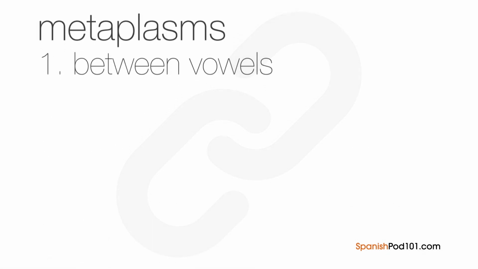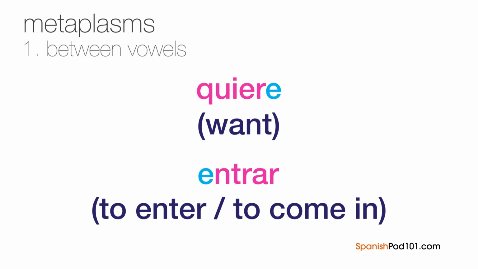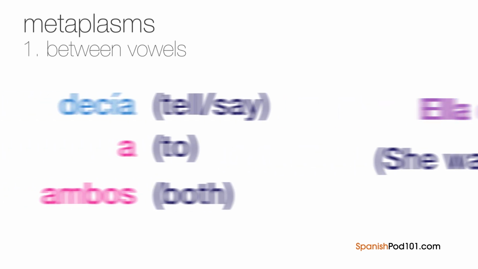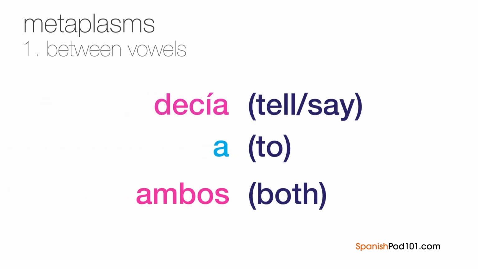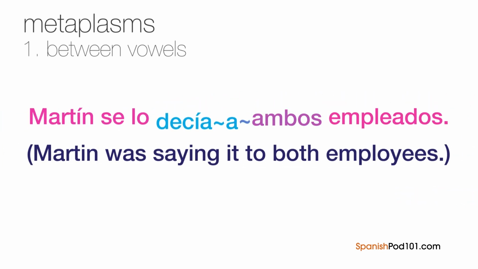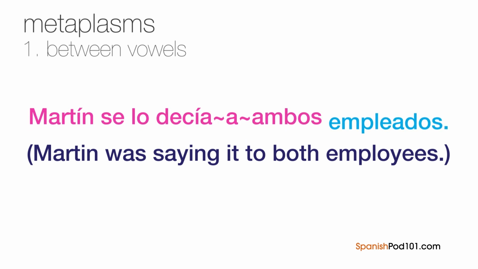First, let's deal with connecting words that end and begin with vowel sounds. Quiere, entrar. Ella quiere entrar. Decía. Ambos. Martín se lo decía a ambos empleados. As you can see, identical vowels will connect with each other. When they connect, they combine to become one syllable and the vowel sound is prolonged accordingly. Martín se lo decía a ambos empleados.